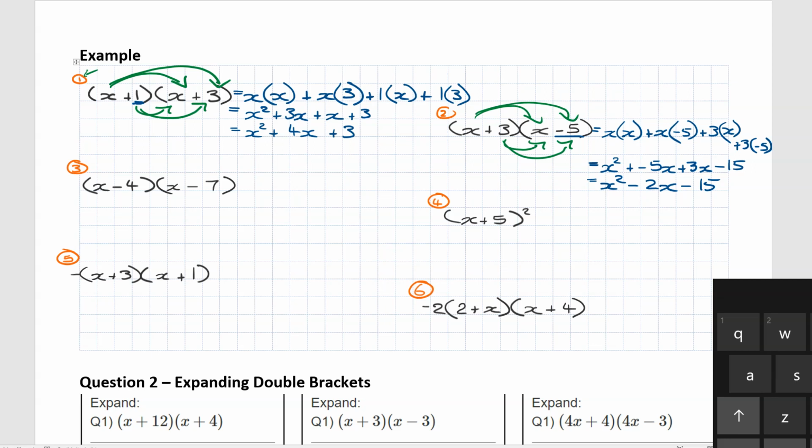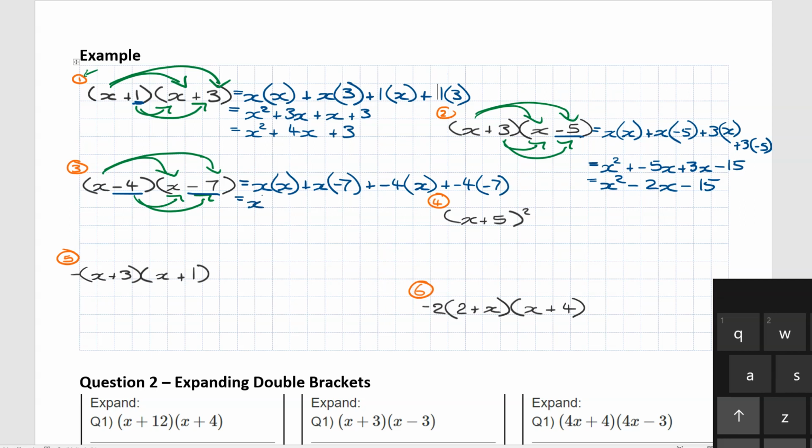Now, going across to 3, we've got x minus 4 times x minus 7. Expanding that out like so. The two x's are going to multiply together once again, plus x times minus 7, because remember the minus belongs to the 7. Now, we're doing the minus 4s, so we stick a minus 4 times x plus minus 4 times minus 7. Now cleaning this up, we're going to get an x squared, then a minus 7x, then a minus 4x, and then a positive 28. So negative 4 times negative 7 is positive 28. Collecting like terms, x squared minus 11x plus 28.